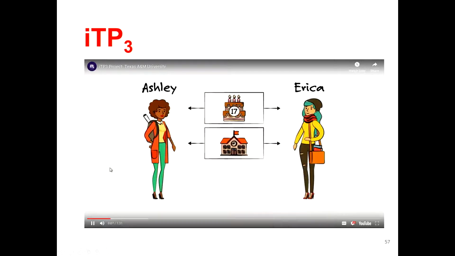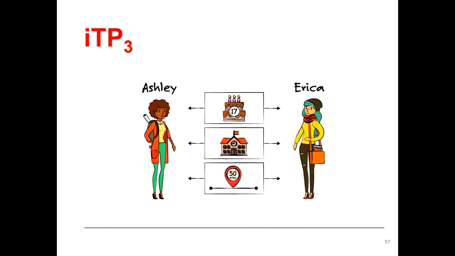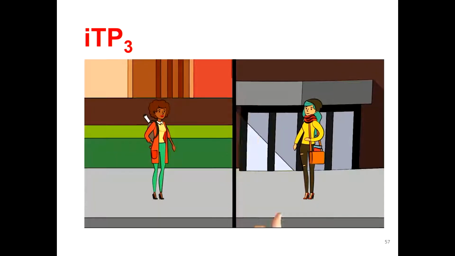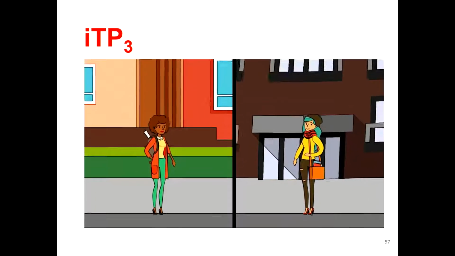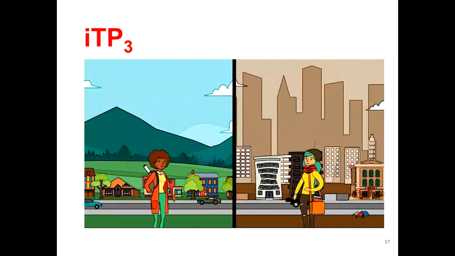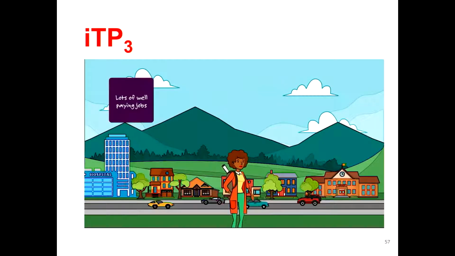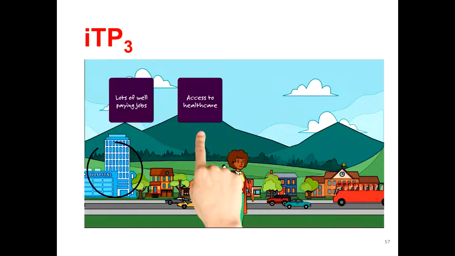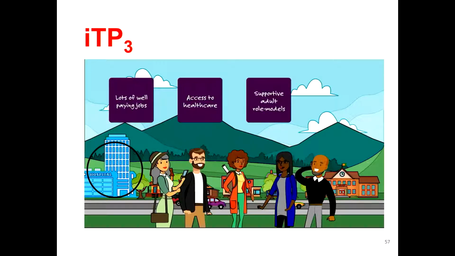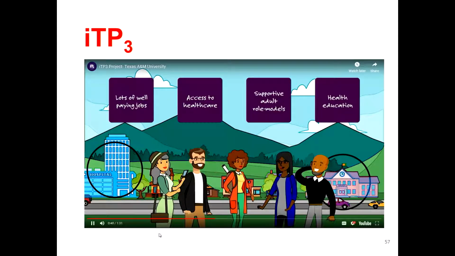They're both 17, in high school, and live in neighboring communities. Although similar in many ways, teens in Erica's hometown are more likely to become pregnant. But why? Because where you live is more than just your address. It's about the larger systems in place that support adolescent health and success. Ashley's hometown has lots of well-paying jobs, access to affordable health care, including contraceptive services, supportive adult role models, and schools with coordinated health policies and practices.